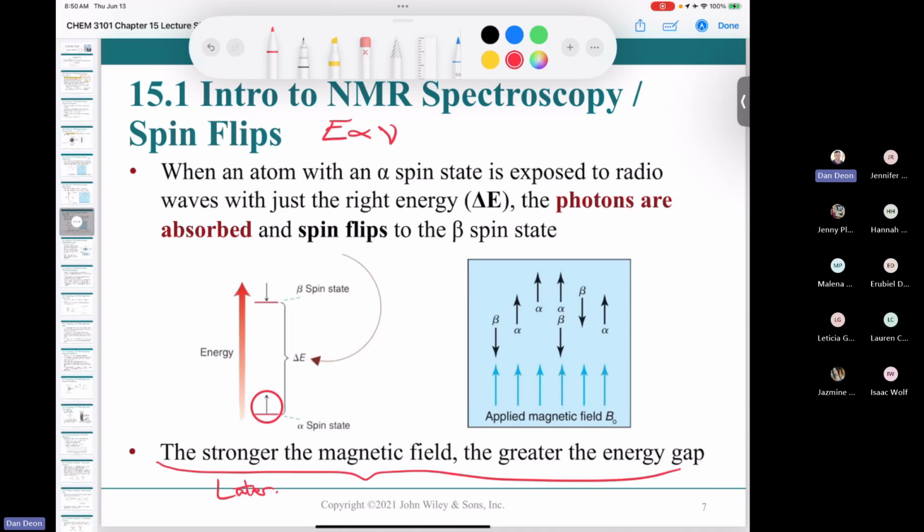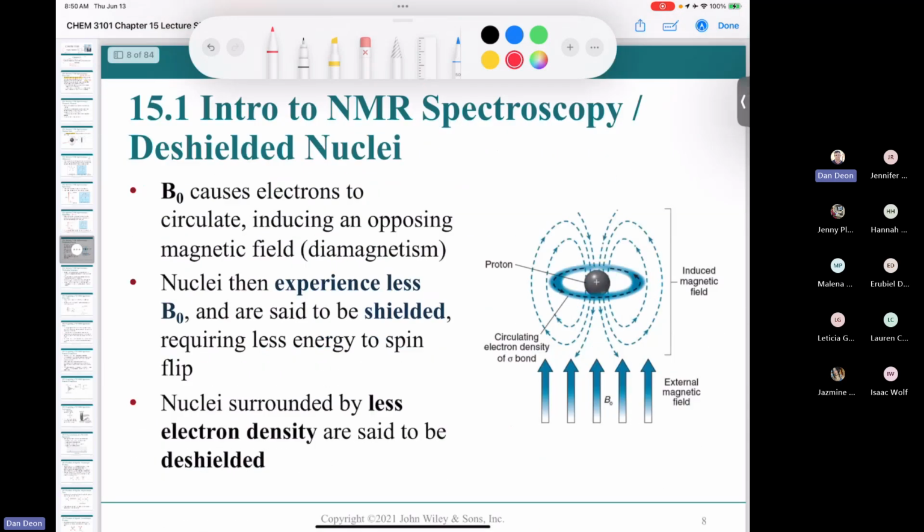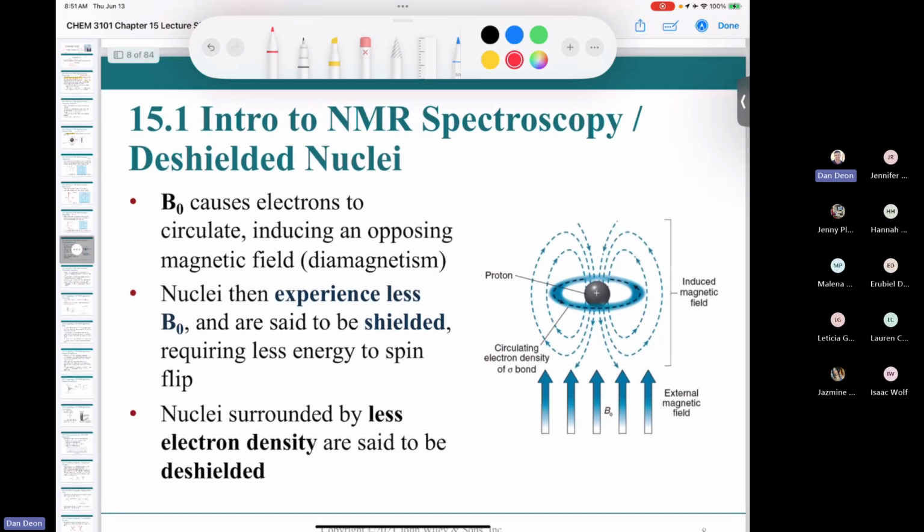But right now, we can spin flip, right? We can subject a proton or a nucleus in the alpha spin state to a specific amount of energy, which is a photon of energy, right? Remember, light has a wave component and it also has a particle component, okay? So you subject it to a photon of light and it's going to spin flip to the beta spin state. It goes up to a higher energy state. Now, the externally applied magnetic field, which is B0, this is the external magnetic field, which is just a big magnet inside the spectrometer.